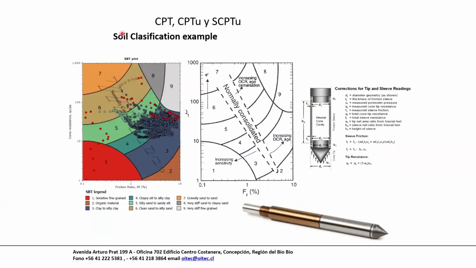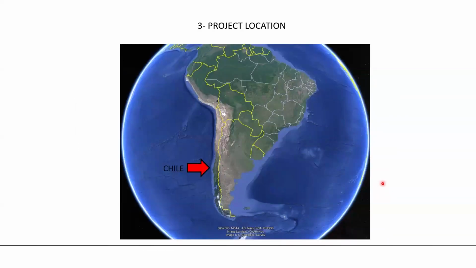And this is an example of soil classification which is being developed, and it's very useful and very nice for making the exploration. Okay, this is Chile, far away from the States and on the other side of the world. Some guys say this is the end of the world. I would like to think this is the beginning of the world.